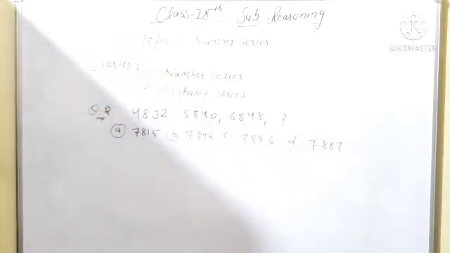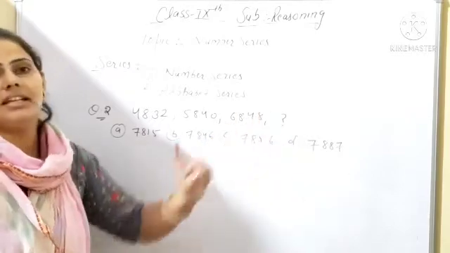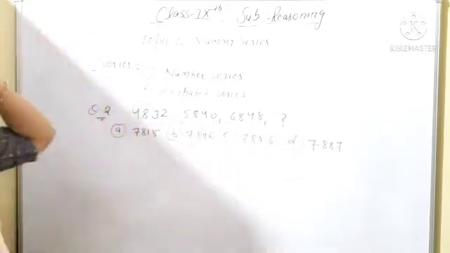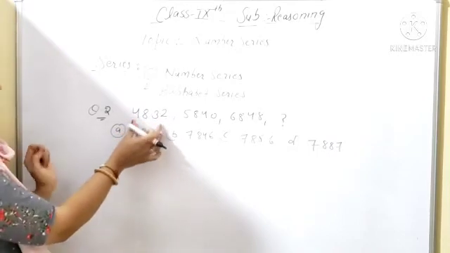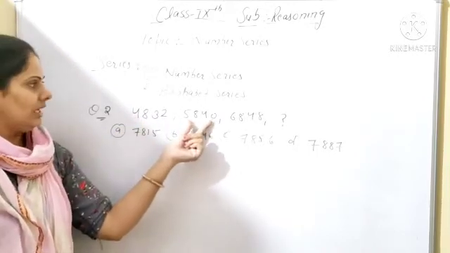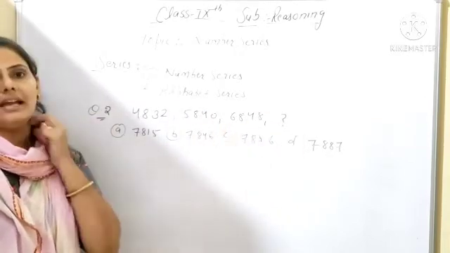Clear? So here some numbers are given. Three numbers are given: 4832, 5840, 6848. After that you have to find out the next number. So simply you can say this is 4832. It means in 4832 you will add some number, so you will get 5840. Here also you will add some number and you will get 6848. So here also you will add some number.